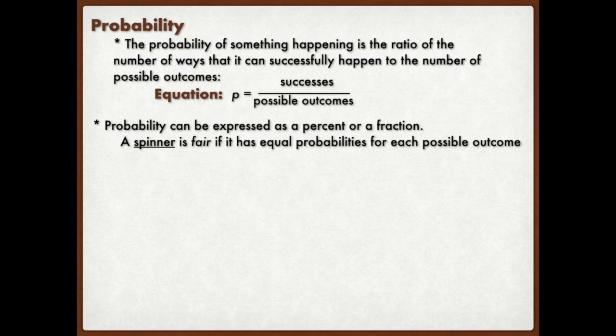Okay, remember, if you have a fraction, you take that numerator and you drop it over, and then you divide. So the denominator goes into the numerator, and don't forget, we're going to have a decimal point, and we have to move that decimal point over 2 places to make it a percent. So a spinner is fair if it has equal possibilities for each possible outcome.